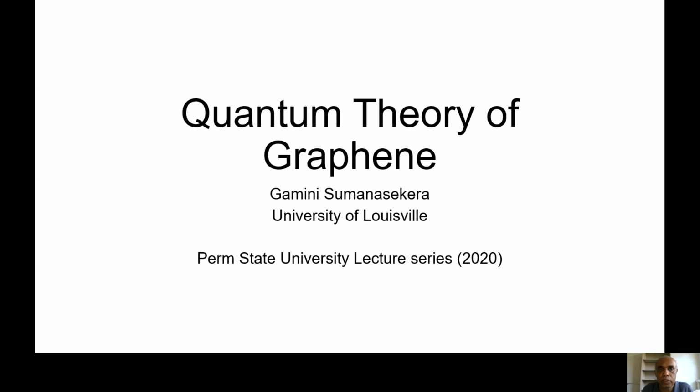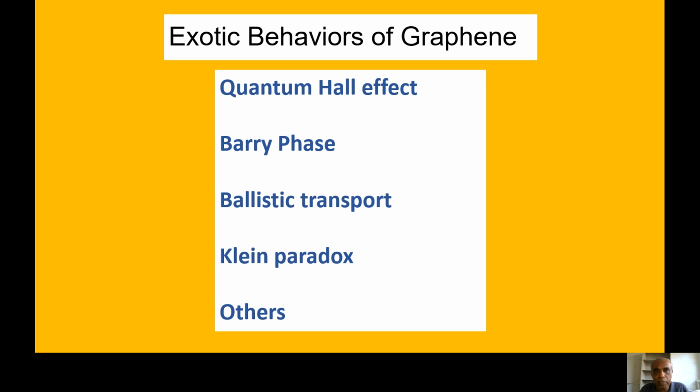Like I said, it is about quantum theory of graphene. Before we get started, let's see why graphene is so exciting and what all the noise is about graphene. Because graphene has so many exotic behaviors that haven't been seen in any other materials. For example, quantum Hall effect even at room temperature.